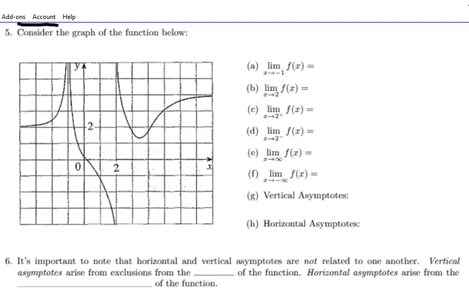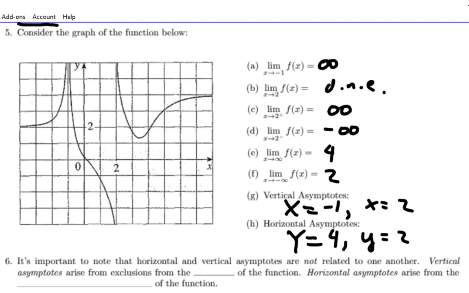Make sure that for your vertical asymptotes you write x equals. Make sure that for your horizontal asymptotes you write y equals. Go ahead and fill that in. Okay, folks, so be careful.